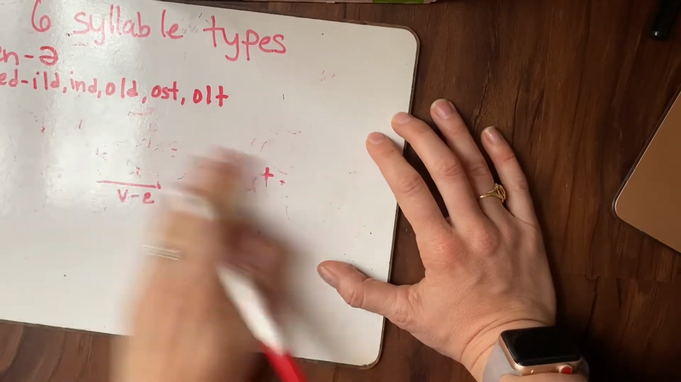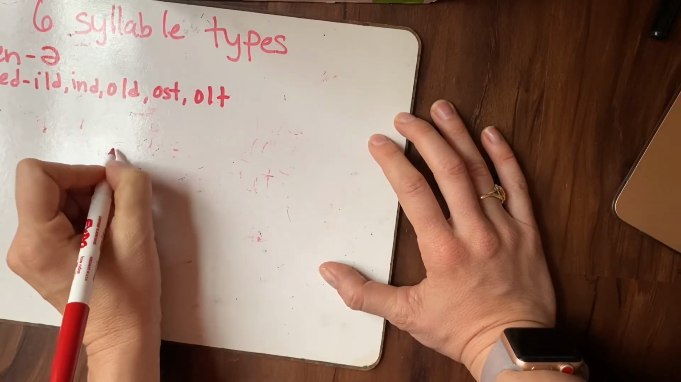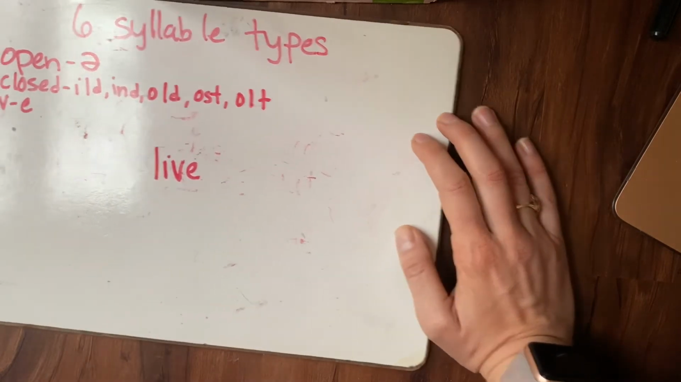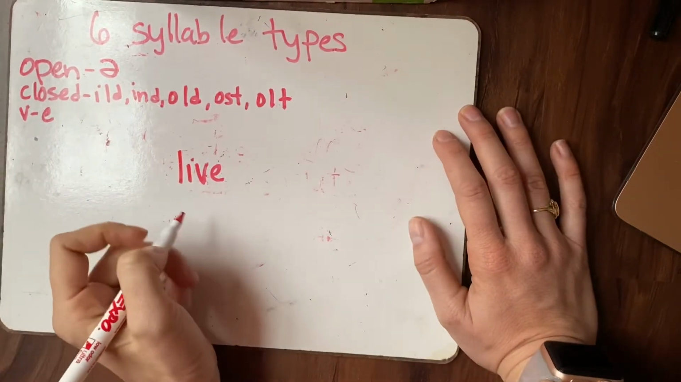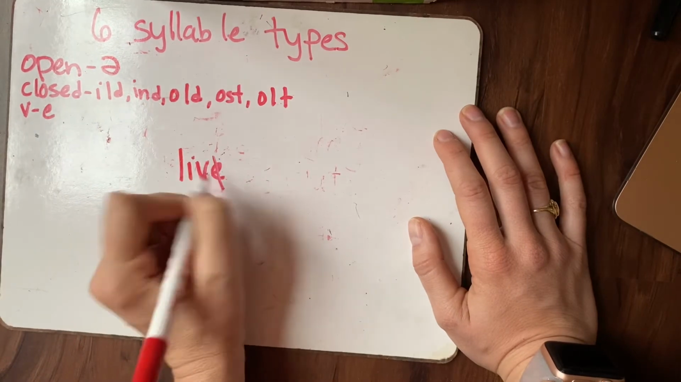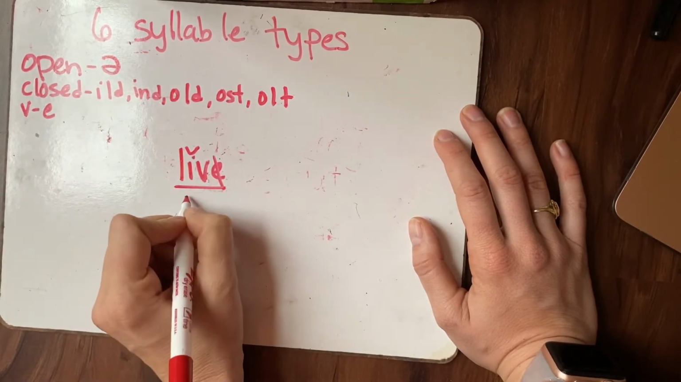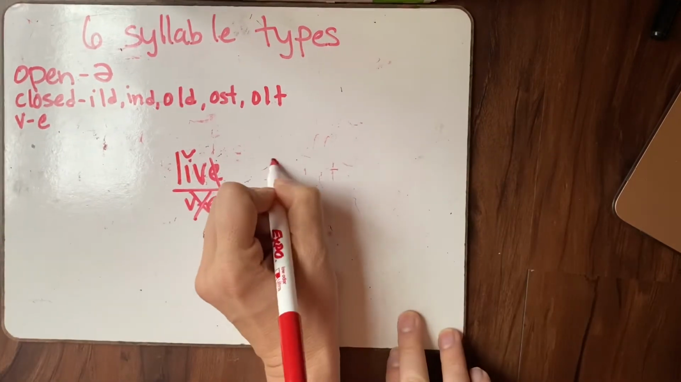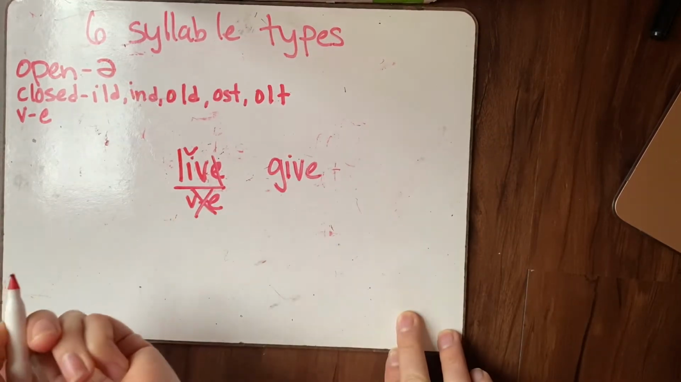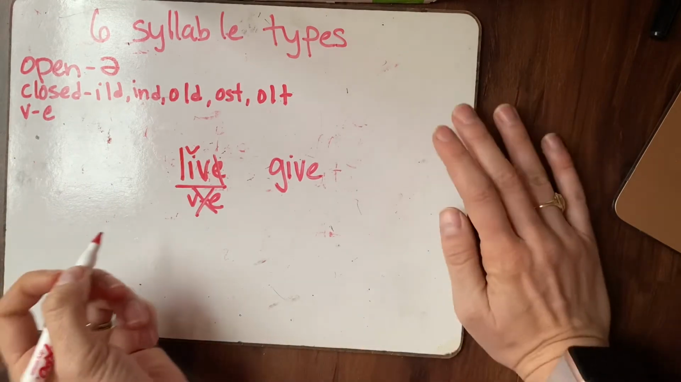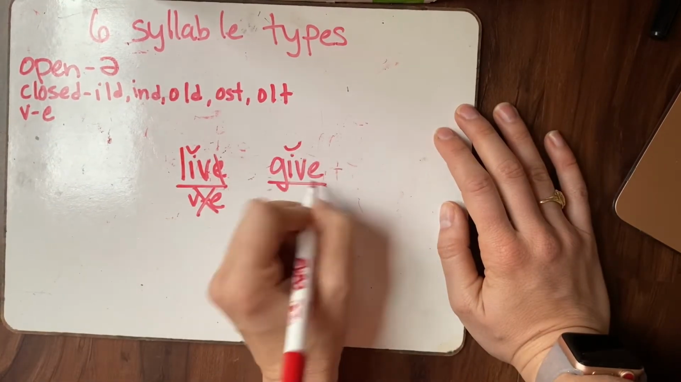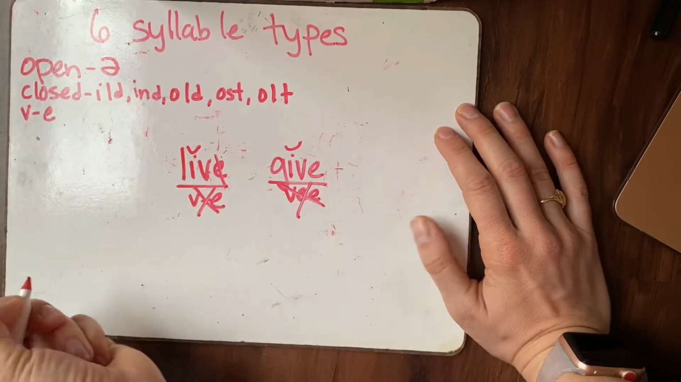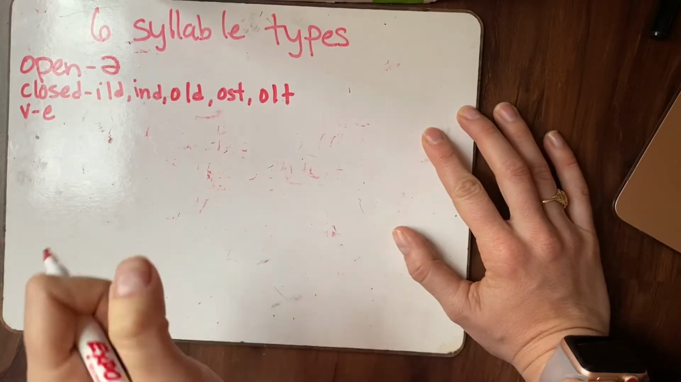The rule breaker would be if I have something, think about here. I can say this as live, or I can say this as live. It's live, then the E is still silent, but it's short, so it's a vowel consonant E, but it's a rule breaker. I could also see it in something like this, give, where the vowel is short, and it's a vowel consonant E, and it's a rule breaker. So that's vowel consonant E.